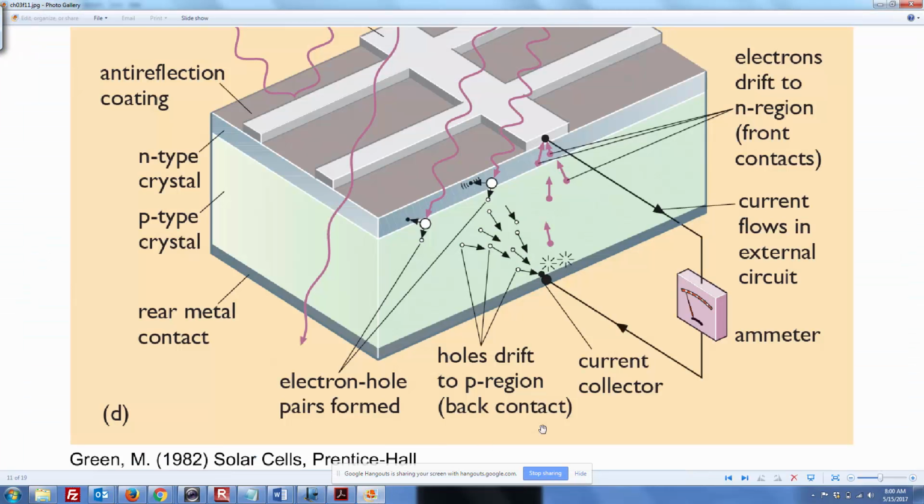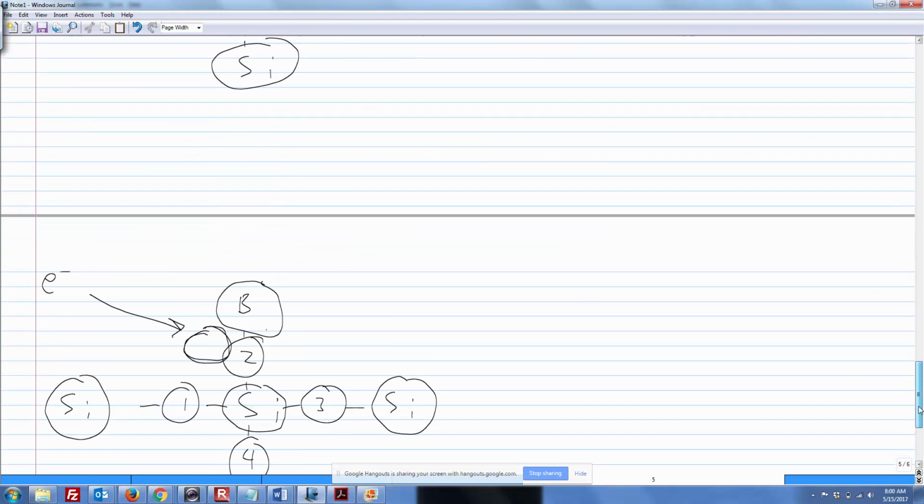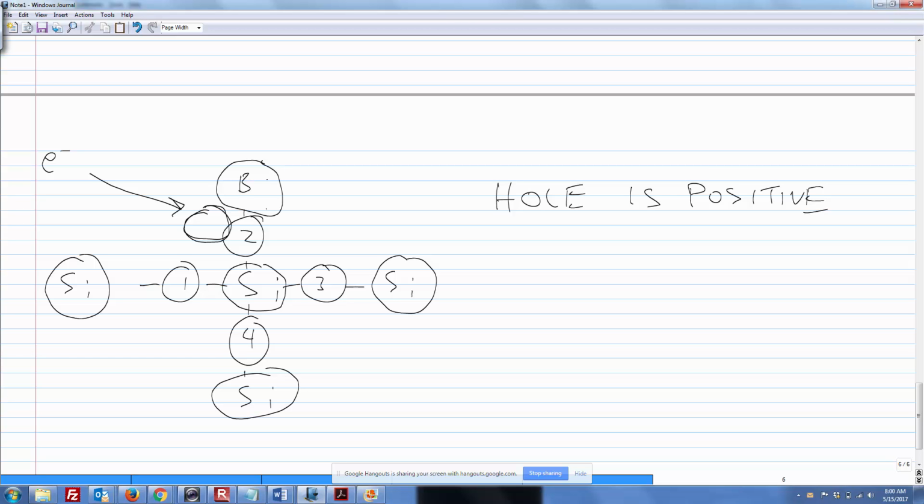If we go back again, here's the P region. The P region is boron. So this is a hole. So a hole is positive. So boron, B equals boron.